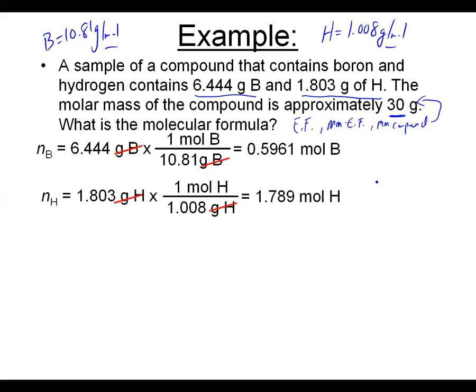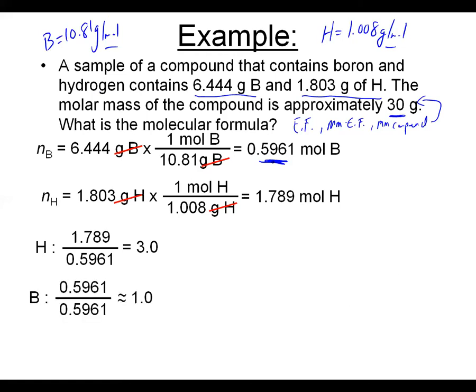Any questions on that so far? Again, here we're trying to calculate the empirical formula. The first step is converting those grams into moles. Again, when we're doing empirical formula, we always want to divide by the smallest number of moles. In this case, that is our boron. So we want to divide each of those numbers by 0.5961. If we do that for the hydrogen, we end up with 3. And obviously, if we divide boron's moles by itself, we end up with 1.